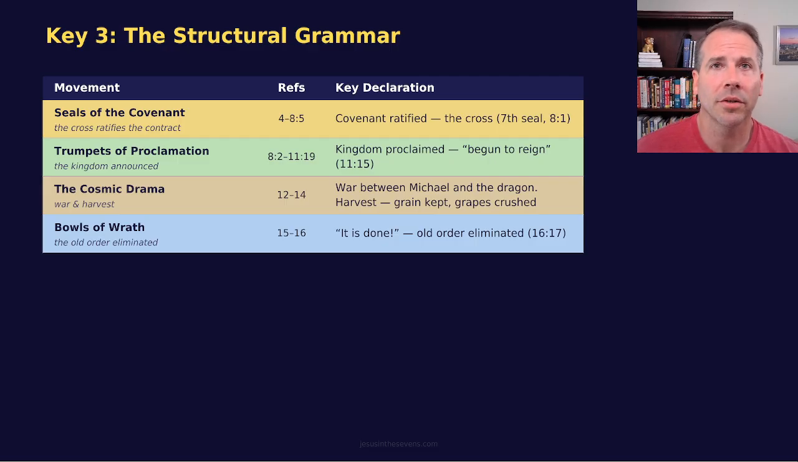So the bowls of wrath are there, and it's the wrath immediately following the grapes put in from the harvest into the winepress of God's wrath, and then the bowl angels show up, and they start dishing out the bowls of wrath. And then the final culminating statement there is chapter 16, verse 17. It is done.